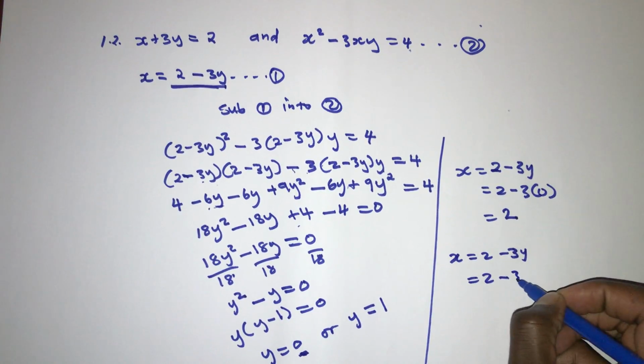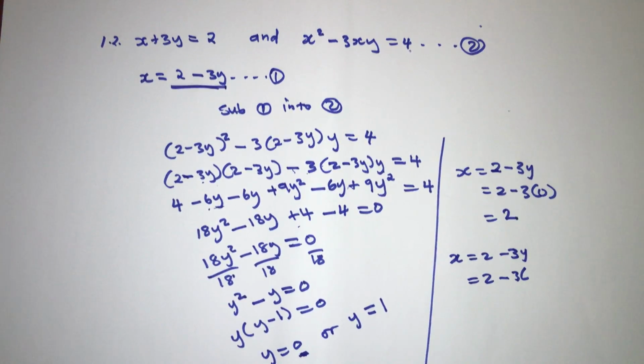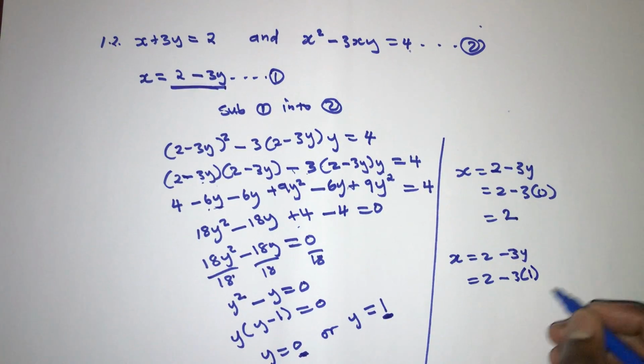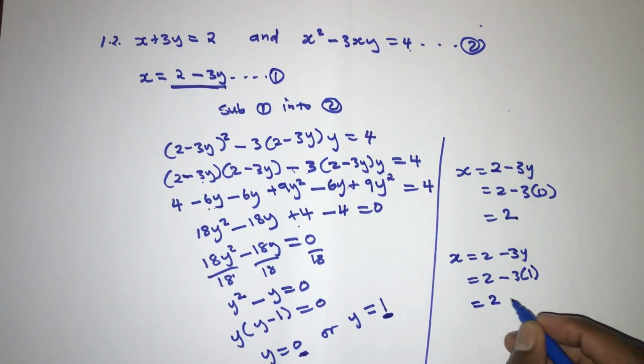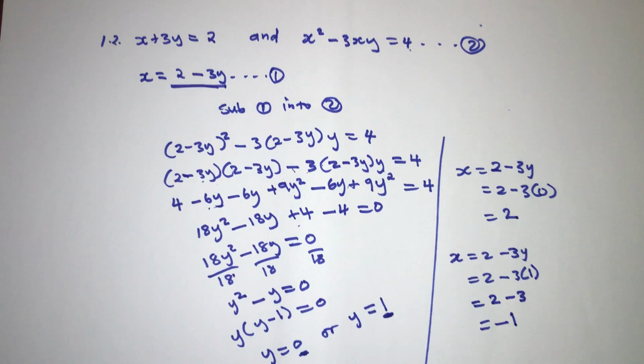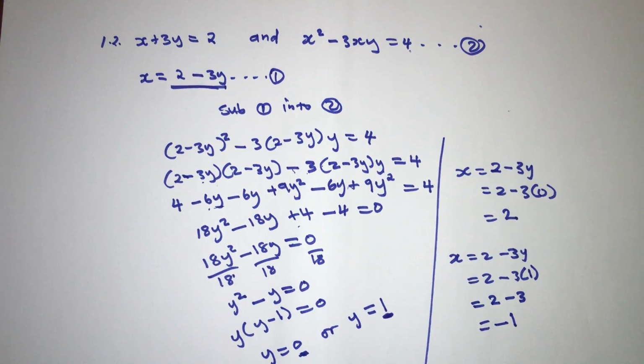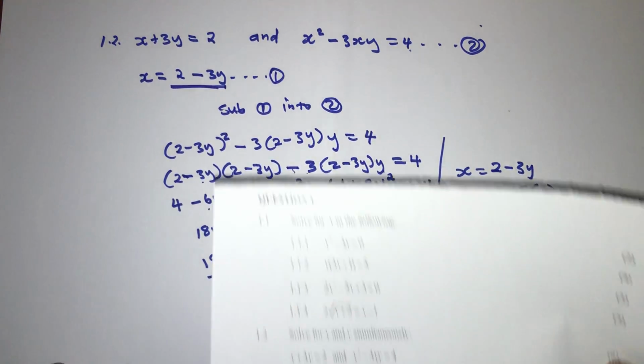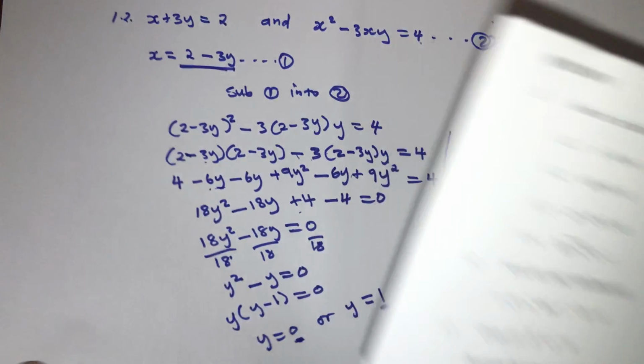And then same stuff, x equals to 2 minus 3y. 2 minus 3. Now what is y? Y is 1 now. So we put 1. And then this is 2 minus 3. And 2 minus 3 is what? It's negative 1. So this is how we deal with the simultaneous equation. And then let's check the last question. So I'm going to need a new page again.